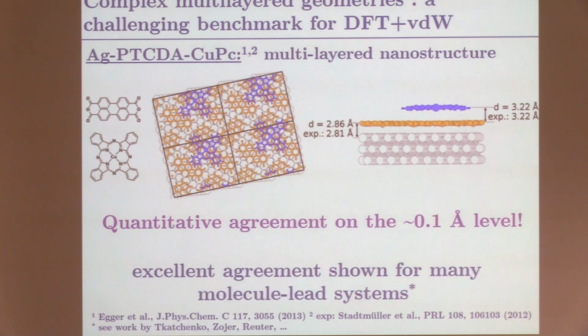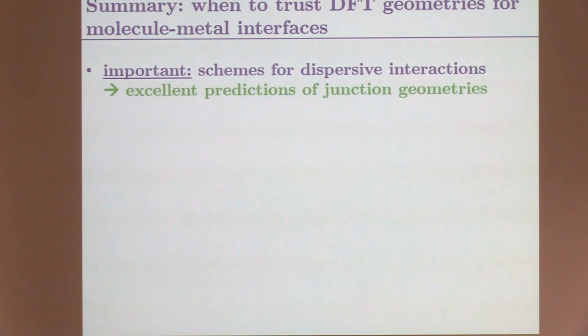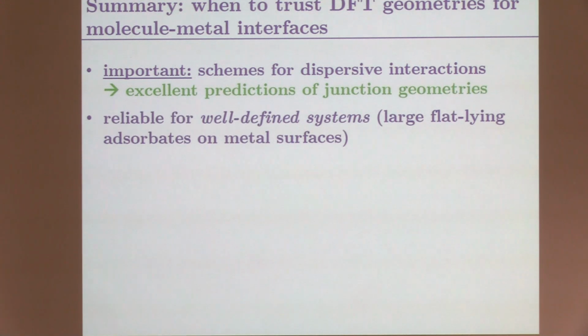And this has been shown for many other systems of molecule and metal interfaces. I'll just mention some of the names of the people who have worked on this. And this has been a great success for DFT, for the DFT community. To summarize the first part of my talk, I really emphasized the importance of dispersive interactions, especially for these systems. Once we use suitable corrections, we get excellent predictions of junction geometries. So that's very, very good.